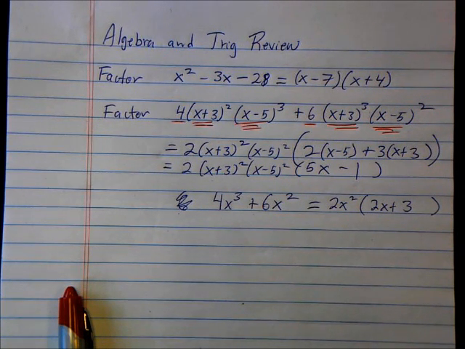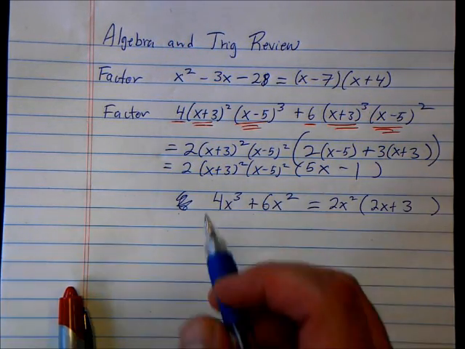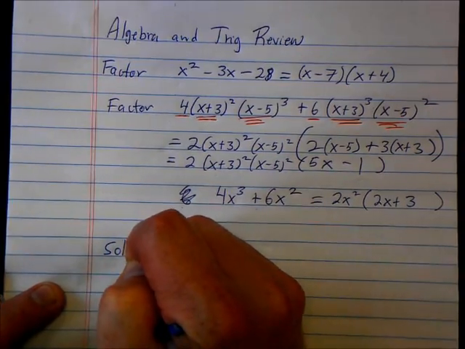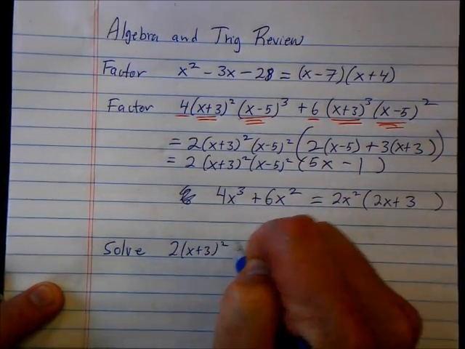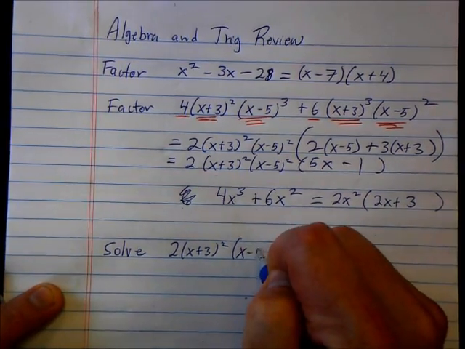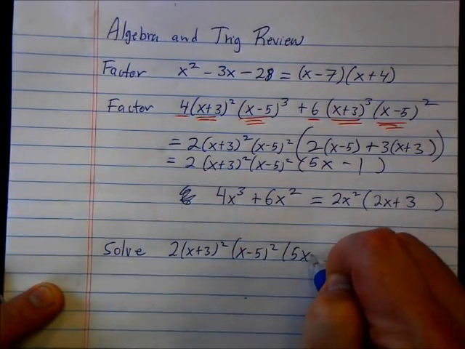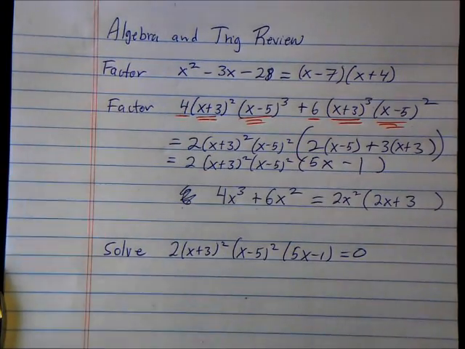Why do we want to factor? How would that help us solve that equation if we made that equal 0? So now how would you solve? We've got this in the factored form here: 2 times (x plus 3) squared times (x minus 5) squared times (5x minus 1) equals 0. And this is really the main reason we teach factoring, is for solving equations. How do you solve that equation?